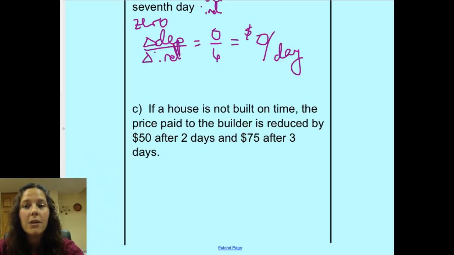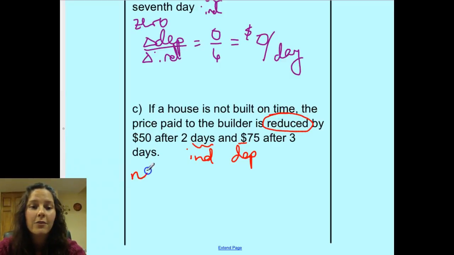Last one, we're talking about a house not being built on time. So the price paid to the builder is reduced by $50 after 2 days and $75 after 3 days. We've got time again, so we know this is our independent variable. And the money will be our dependent variable. This one, because the rate is being reduced, this is a key word, that tells us that our rate of change is negative.